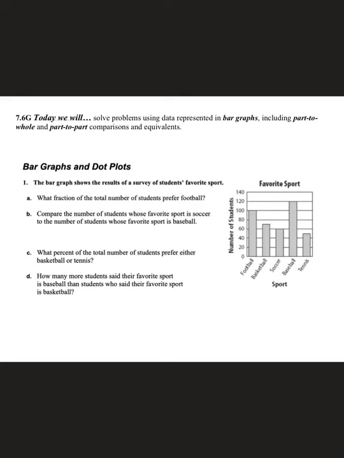A starts off with just asking for us to write a fraction, or we could think of it as a ratio, of the total number of students that prefer football, right? So what fraction of the total number of students prefer football? Well, we have to look to see how many students prefer football. And if you can see here, it measures at about 100. So the fraction of students that prefer football would be 100.